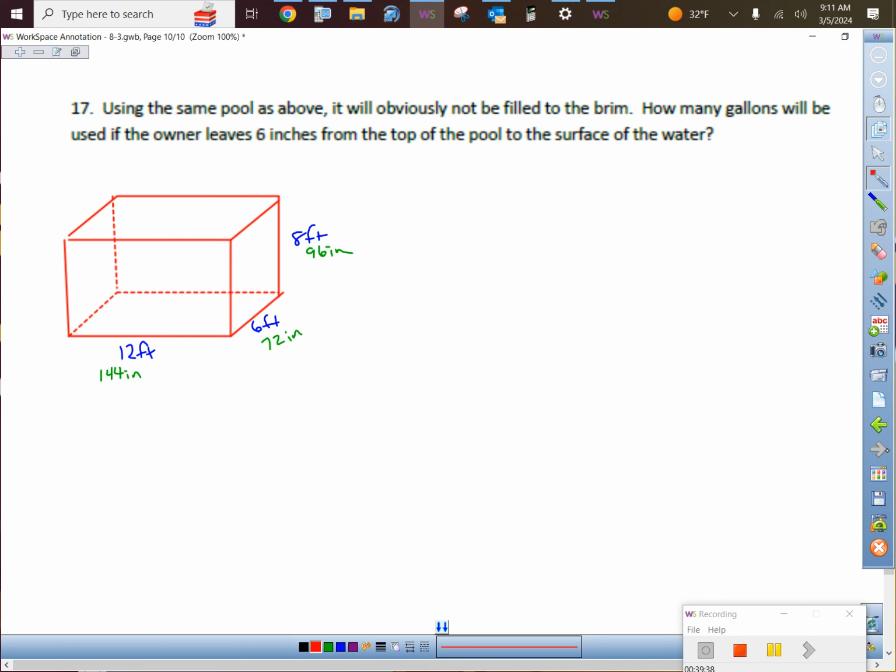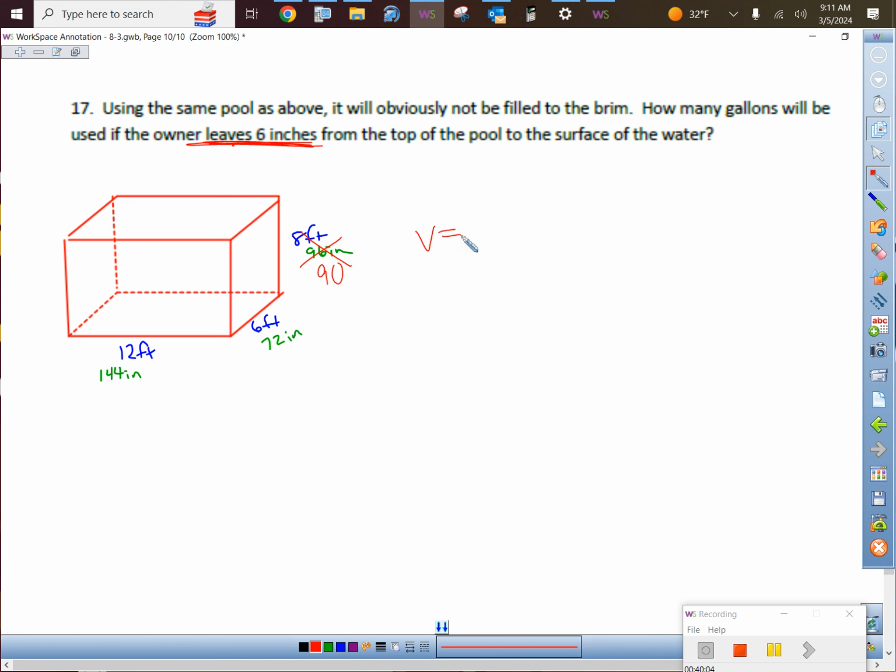So can you see on the next problem, they said they're going to leave 6 inches from the top of the pool. That's going to change our dimensions. But does it change all 3? Does it change the length, width, and the depth, or does it only change one of them? It only changes one of them. Which one does it change? The depth. It was 96 inches deep, correct? So what will it be if we leave 6 inches from the top of the pool? It will only be 90 inches deep.